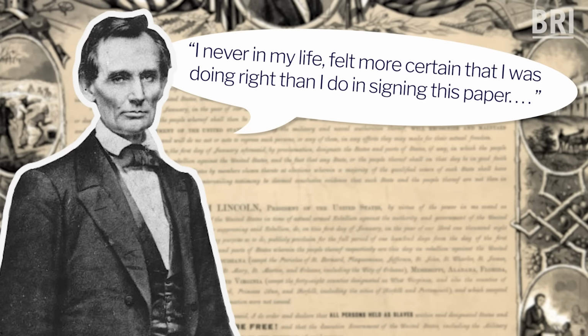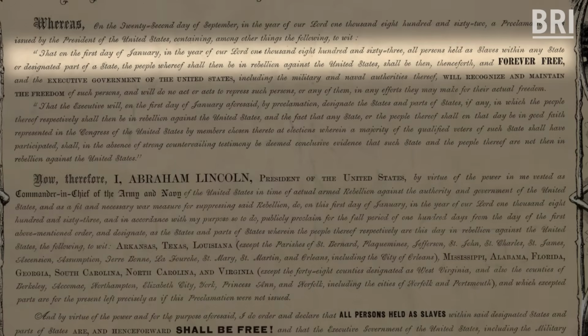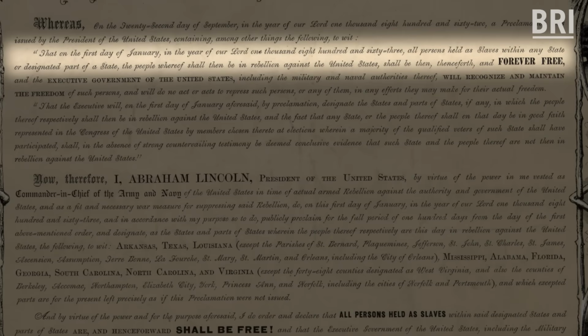He said, "I have never in my life felt more certain that I was doing right than I do in signing this paper." On January 1st, 1863, Lincoln kept his promise and signed the Emancipation Proclamation, declaring the slaves in rebellious areas forever free, with no compensation to slaveholders.